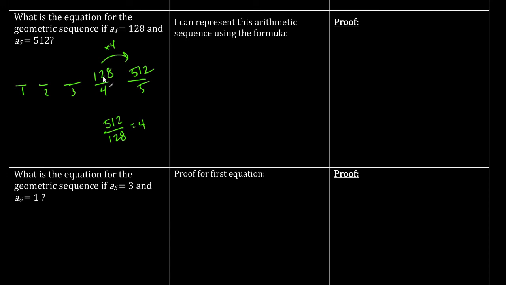128 divided by 4 equals 32. Divided by 4 equals 8. Divided by 4 equals 2. I can test this. Times 4, yeah. Times 4, yeah. Times 4, yeah. So, okay, I'm good. So I start off with 2 times 4 to the power of n minus 1. And of course, you know how to show proof. You pick any of these and you plug it in, you're fine. That's it. Thank you.